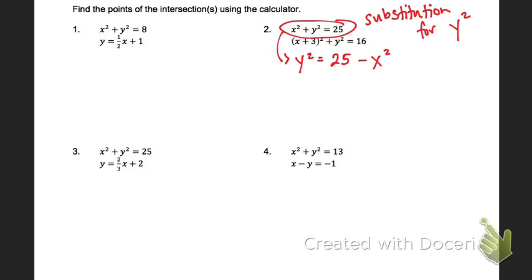Now, I'm going to take this equation and plug it in for y squared in the second one. And so I'm going to rewrite this as (x plus 3) squared plus 25 minus x squared equals 16. Probably should have given y'all more room.